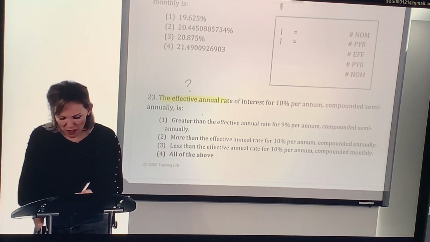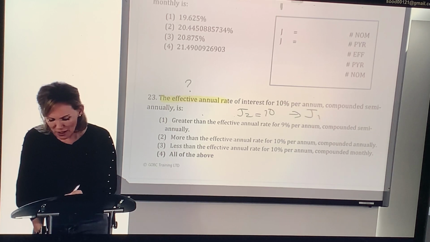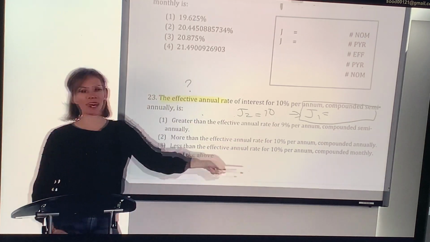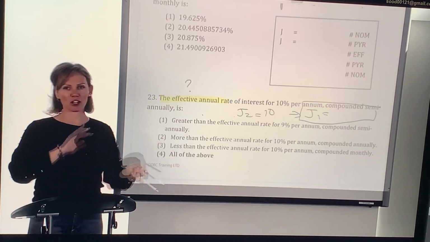What they give you in this question is a J2 equals 10%. We need to convert it to J1 to see how much it comes up to. This J1 we're going to take and compare to all of the answers. So that's what they want. If you convert that to J1, you can compare if it's greater, if it's lesser, whatever that is.